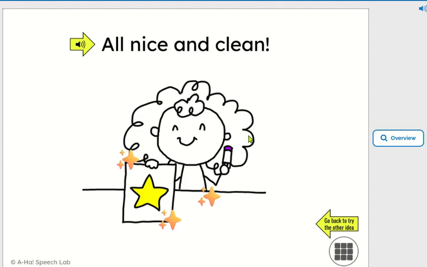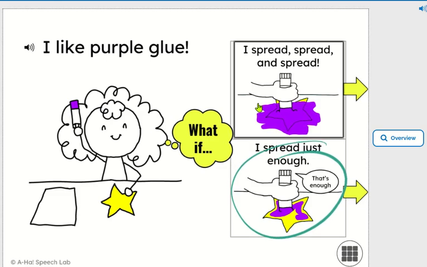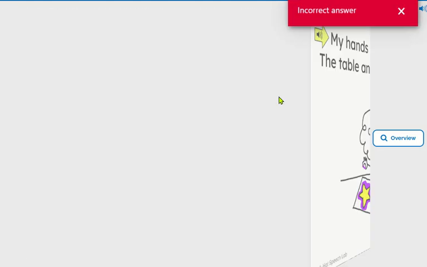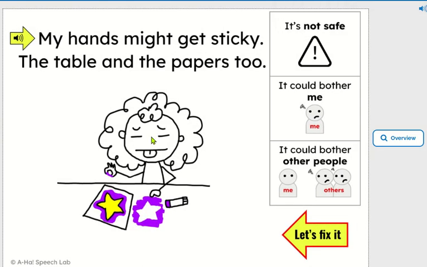Again, you can click here to have it read. And even if the first answer is correct, make sure you go back to try the other idea because, again, we want them to think through what's going to happen next. So I like purple glue. What if I spread, spread, and spread? What's going to happen? What if she does that? Then click, and you'll hear the whoops indicating that it's not the right answer. But again, this is a whoops outcome.